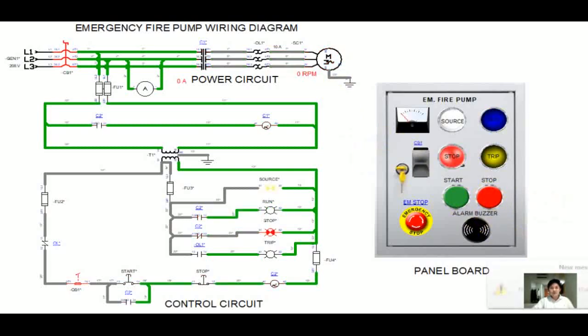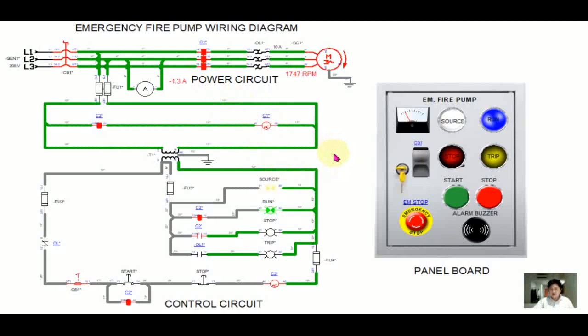I will repeat. I stop now, so our motor is not yet running. I will start now, just long press the start button. As you can see, our motor is running. The contactor C1 is energized, and the contactor C1 here in the control system is energized.